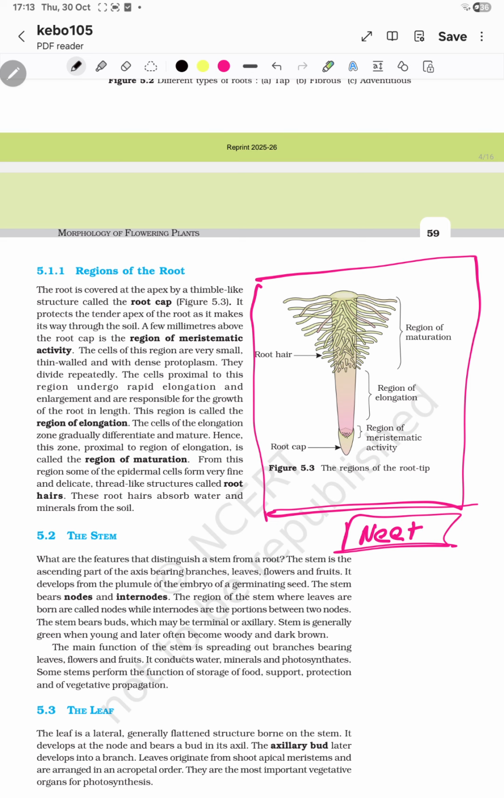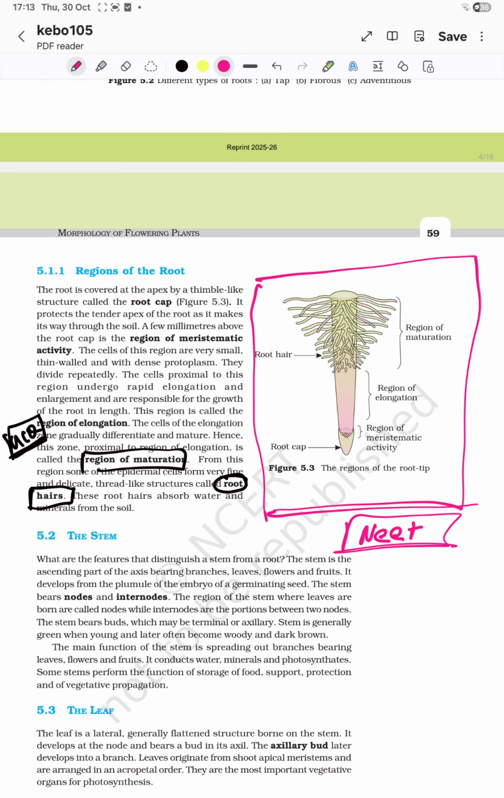Now where are root hairs present? This is another important NEET question. Root hairs are present in the region of maturation. This they will ask you again and again in MCQs. Another thing, there's a trick question here. I always used to get confused between whether this is a region of elongation or region of meristematic activity, but we have to go according to the NCERT. This question, which I will be telling you next.